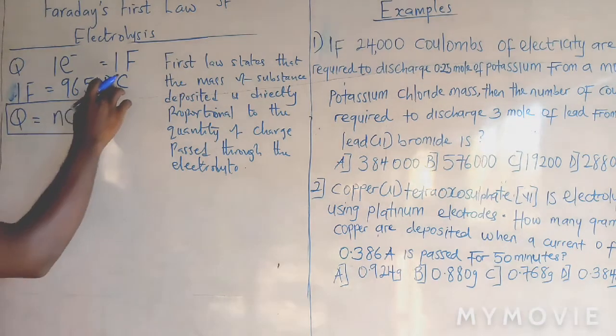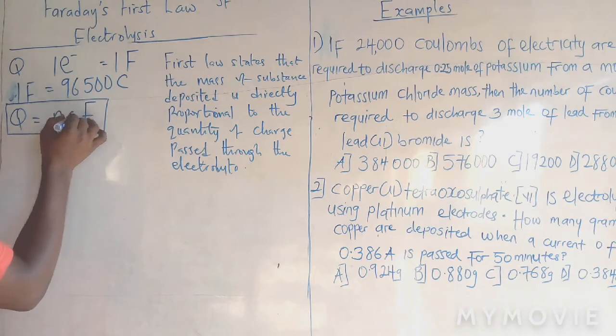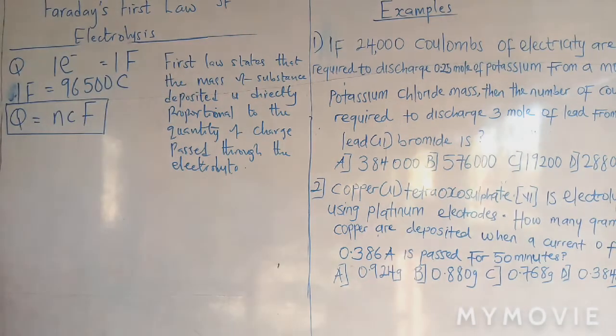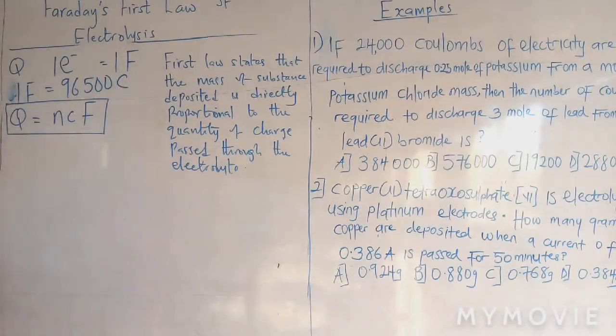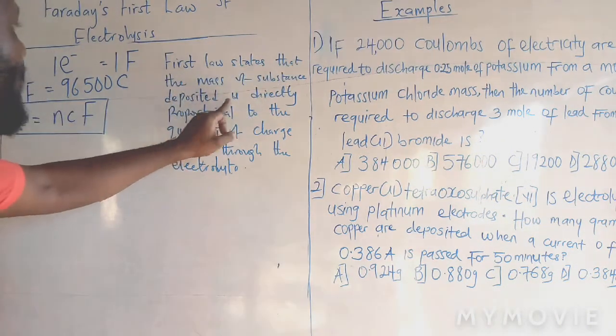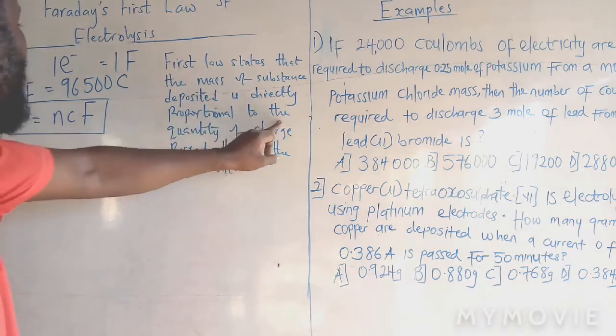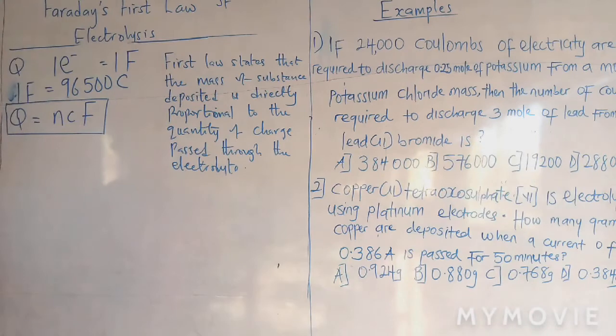Note the difference between C and C. This one is talking about charge, while this one is a unit of quantity of charge, which is known as coulomb. Now, we said the first law states that the mass of substance deposited is directly proportional to the quantity of charge passed through the electrolyte.